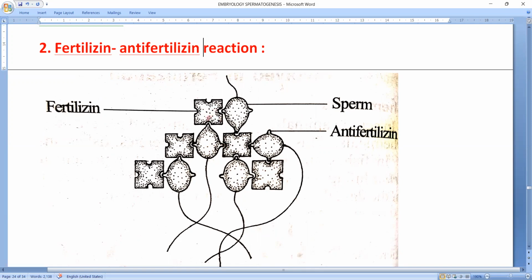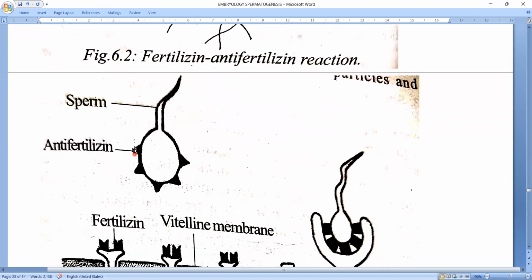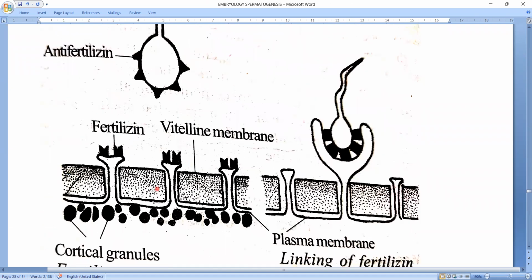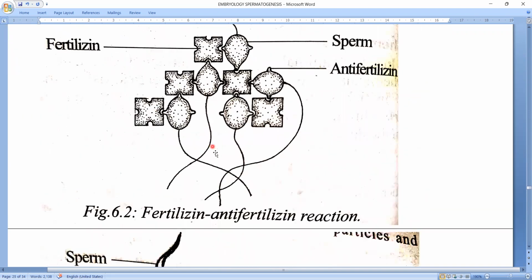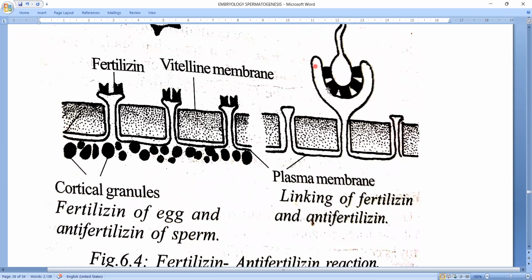This is a glycoprotein, so that attracts the sperm, and that is complement that contains what we call the receptor sites on it. So these are the sites to which these fertilizing molecules of the sperm will bind. So these are the anti-fertilizers, and these are the fertilizers. See, this is the egg membrane.